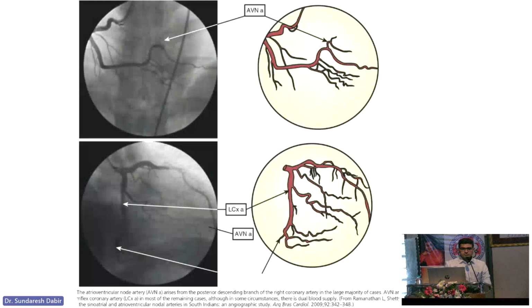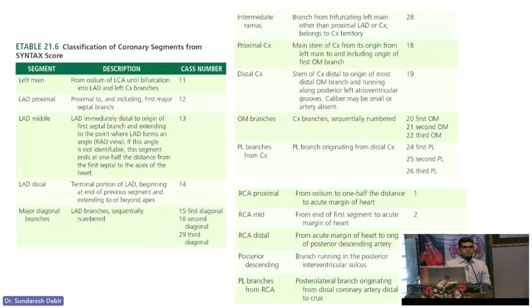So very important for you all to know is this slide because you need to know what is mid LAD, what is proximal LAD. So in short, very simple, prox LAD is whichever is the first major branch, either septal or diagonal; before that is prox. Then the bend of the LAD in the RAO view, that is still mid, and after that distal.